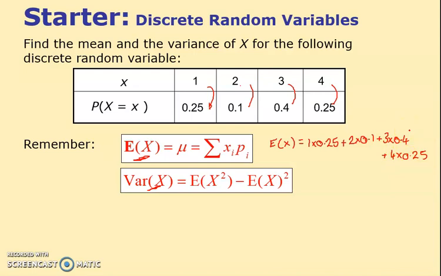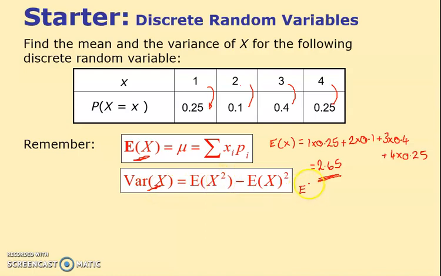So I get 53 over 20, 2.65. I've just quickly typed that in. So 2.65, and that was relatively straightforward. And then we have this second formula that says, in order to find the variance, the spread of the values, we have to use this form, which has an E of x squared.